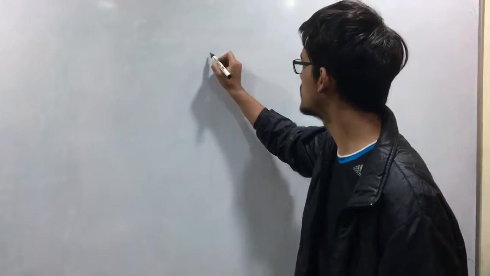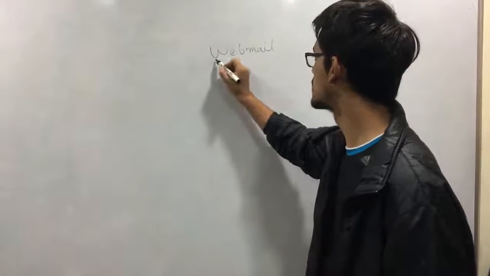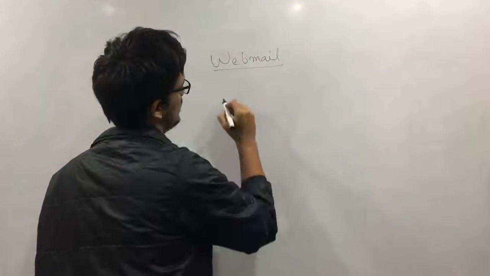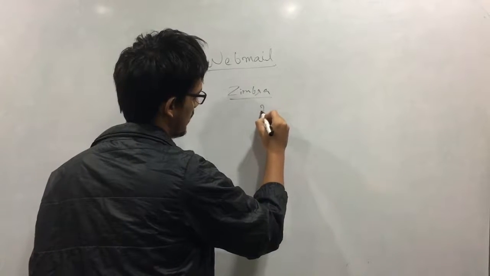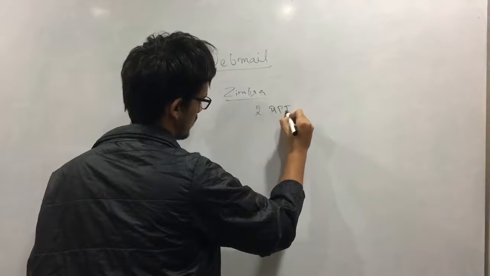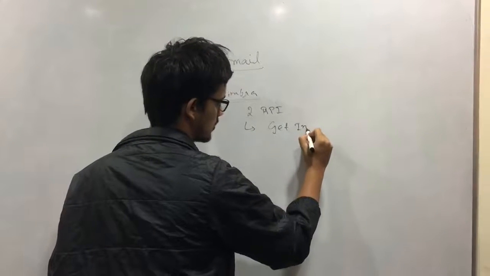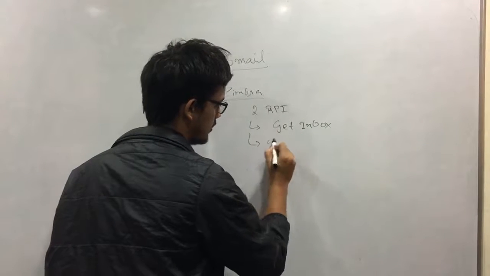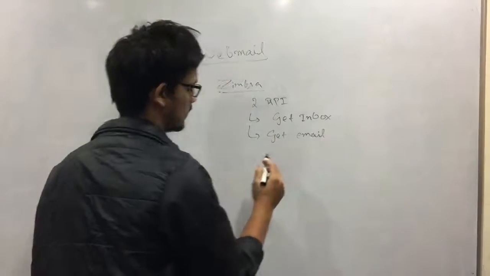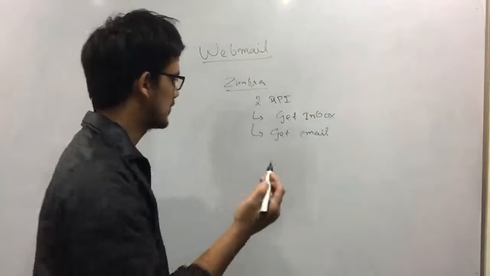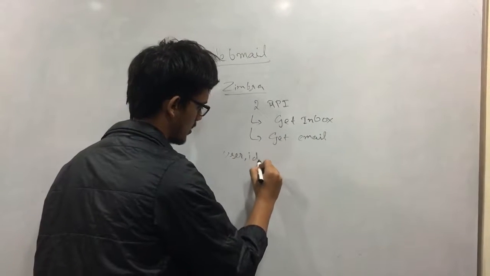The current application webmail is provided by Zebra, and the Zebra collaboration suite provides us with two APIs. These APIs are get inbox and get email. Now, to use these APIs, we need the credentials of the user, which are the user ID and password.